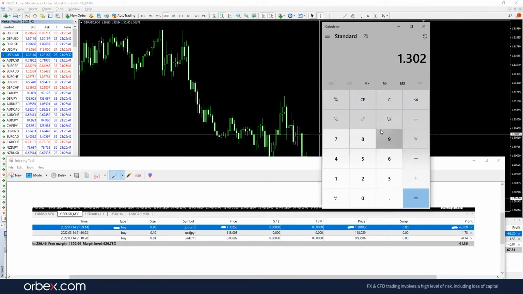So 1.3025, which is the open price. And then I'm going to minus 1.30818, sorry. And this is the current price. So 0.0007. So as I said, the fourth digit is the pip value.